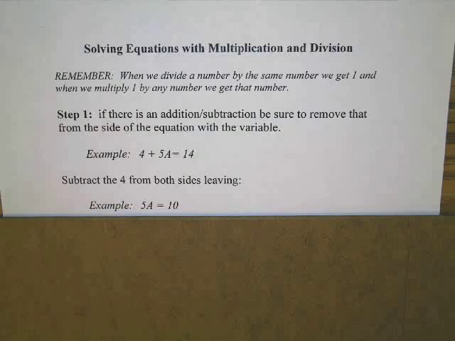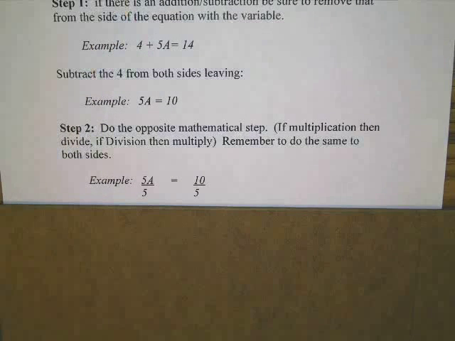Step 2 then is to do the opposite of multiplication or division. If it is a multiplication, you'll see it as a number and a variable. If it's a division, you would see a variable divided by a number or vice versa. So what you're going to do is the opposite of how it's written. Okay, so the opposite mathematical step to 5a equals 10 is what?